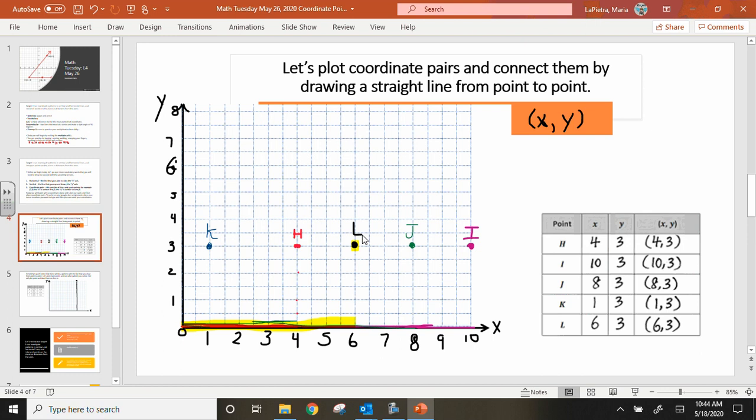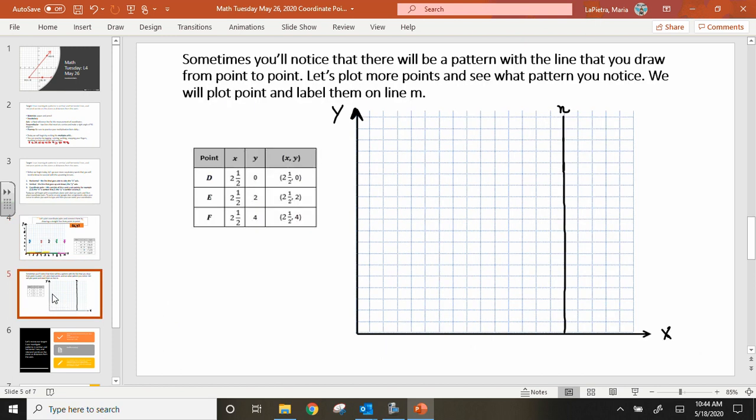Again, you notice that on the Y, it goes up to 3 only. So on the Y, we stayed at 3. All of my points are on the Y-axis 3, right here, okay? Remember, you're going over first, and then you're going up. It's very important. Sometimes you'll notice that there will be a pattern with the line that you draw from point to point. Let's plot more points and see what pattern you notice.